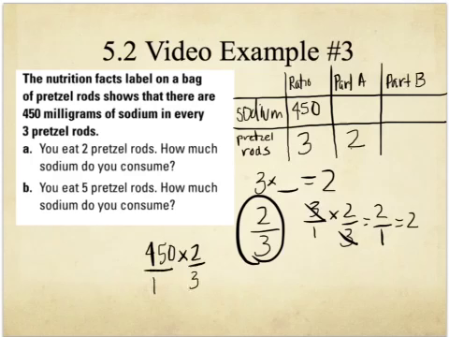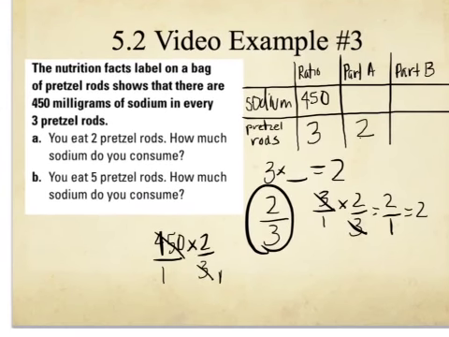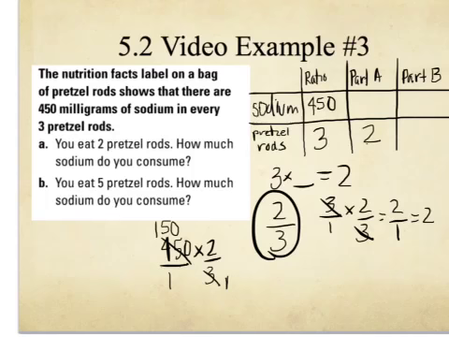Remember, it's the same as multiplying by 1. 3 goes into 3 once, 3 goes into 450 150 times. So then you would do 150 times 2 to get 300, and then 1 times 1 is 1, and 300 over 1 is 300. So you would, for Part A, for every 2 pretzels you eat 300 milligrams of sodium.